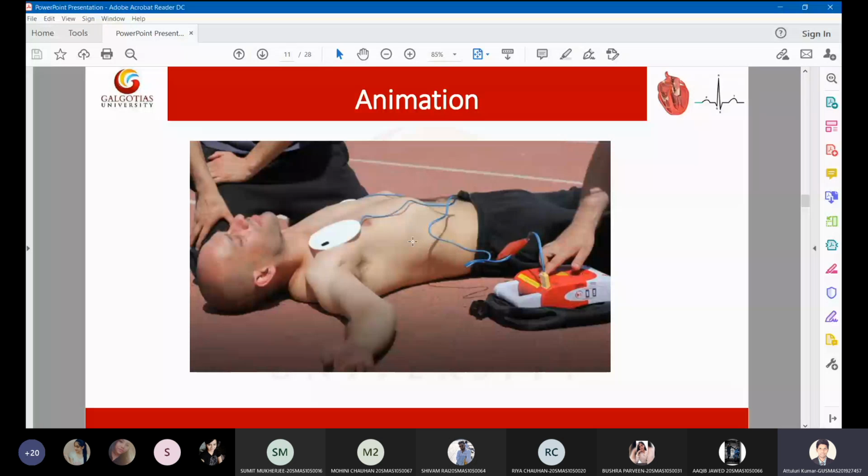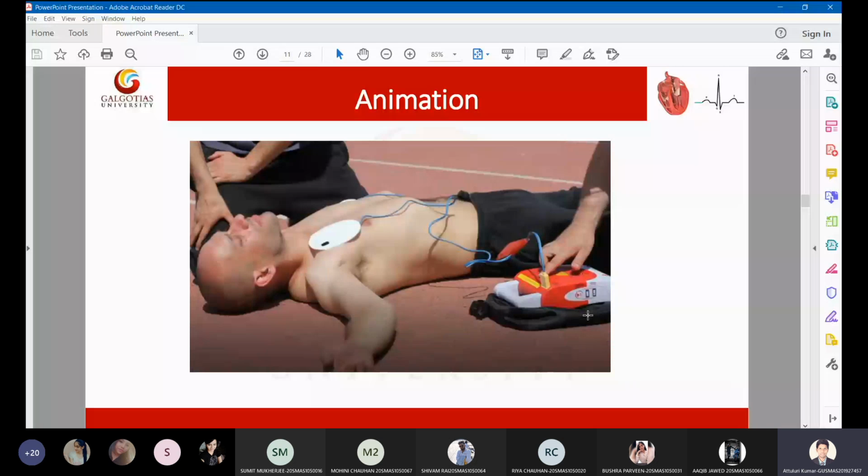And also the steps are like this. First we need to see whether the patient is breathing or not. If he is not breathing, immediately we need to start giving 30 chest compressions CPR and 2 rescue breaths. Then even after that, if the patient is still not responding, immediately we should seek the help of an AED. AED stands for automated external defibrillator.